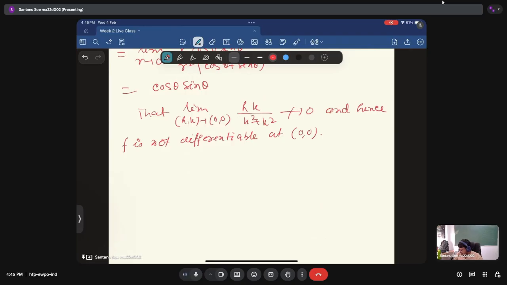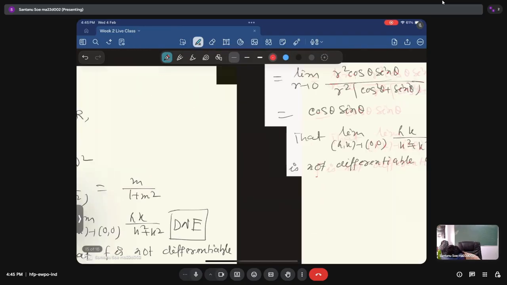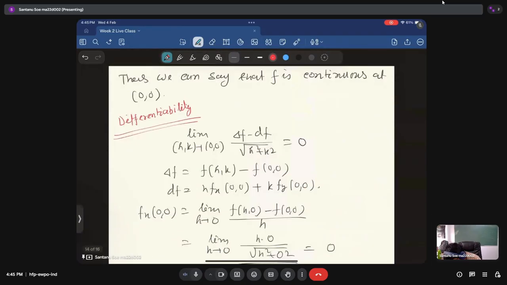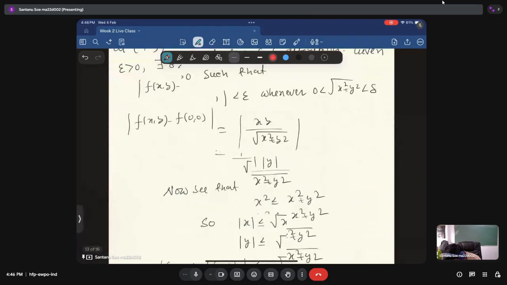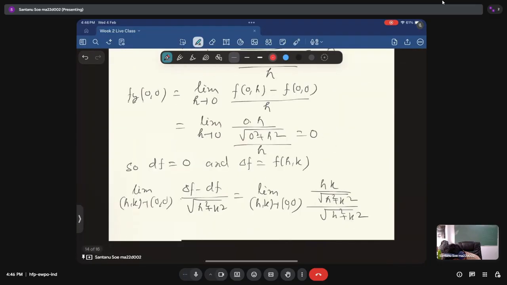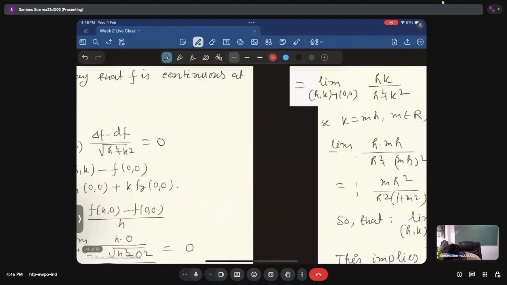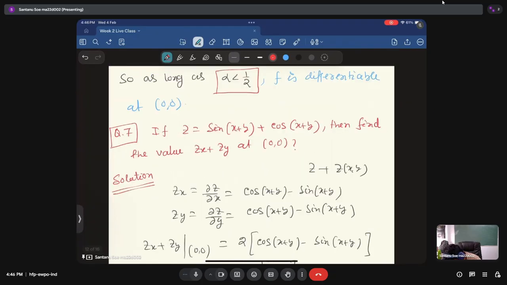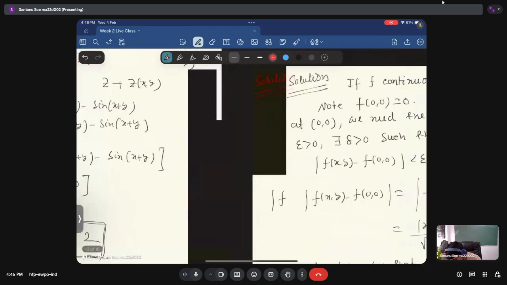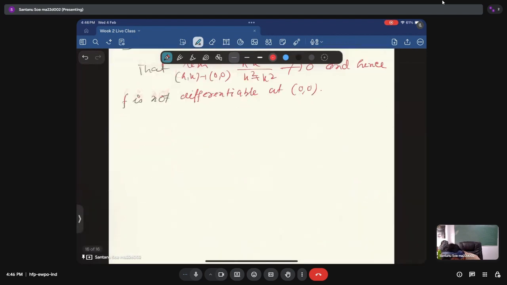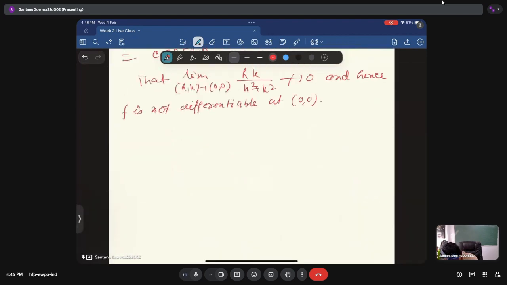So if this is clear, then we're going to go into the next question. This was, I think, question number 8. Yeah, this was question number 8. So now we're going to do question number 9. Okay.